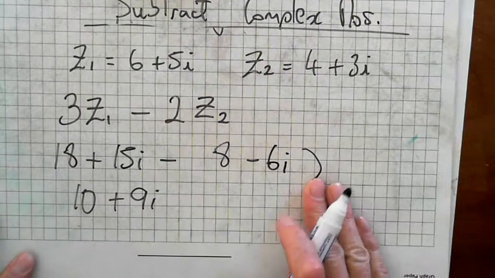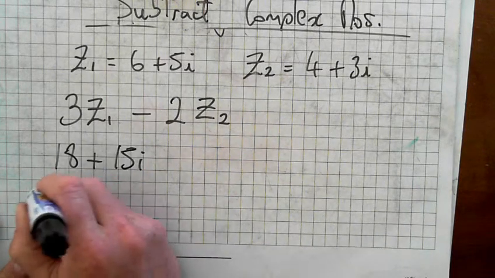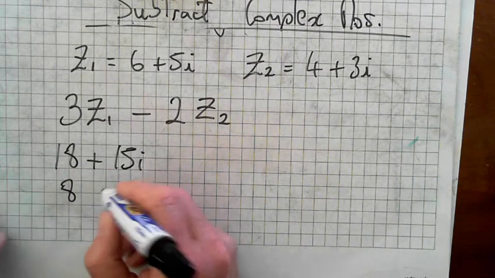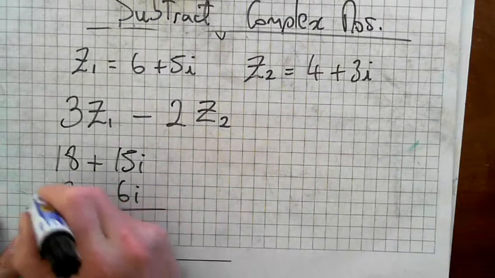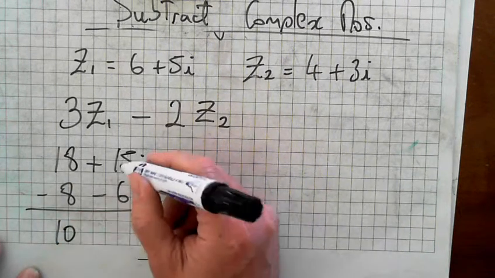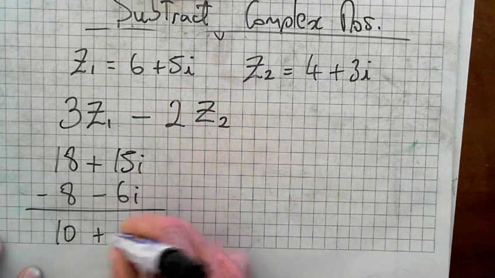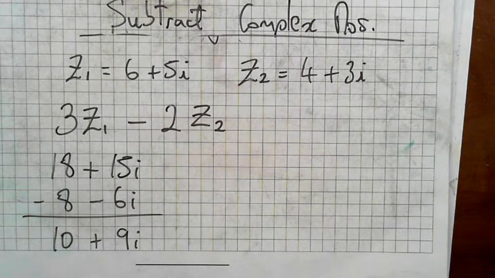Or alternatively, if you want, you can write it like this: minus 8 plus 6i. And to subtract, you change the signs. So 18 minus 8 is 10. 15 minus 6i is 9i. It's 2 different viewpoints. Alright, so that's subtracting complex numbers.